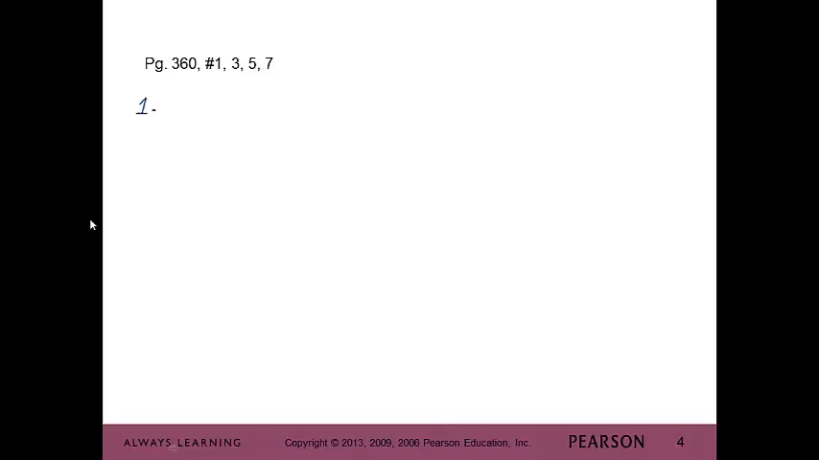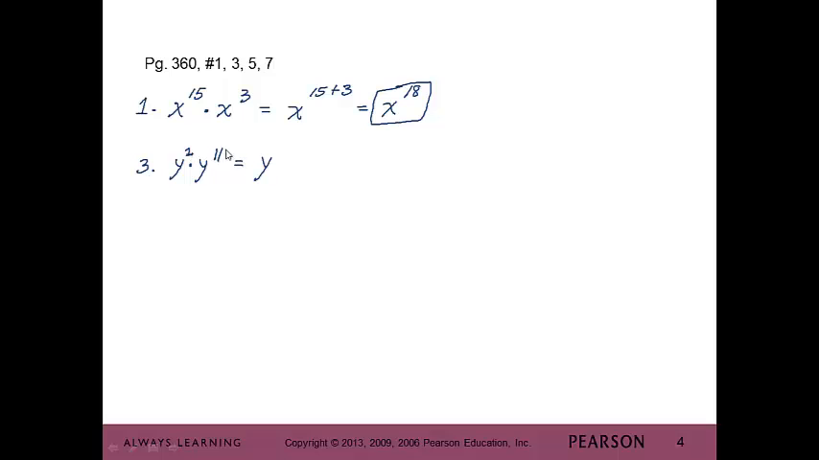And we have x to the 15th power times x to the 3rd power. So our base is x, so we're going to keep the x, and then we'll add our exponents. So we'll have 15 plus 3. So the final answer is x to the 18th power. Number 3, we have y times y to the 11th power. So now our base is y, so we keep the y, and we add our exponents. The exponent here is 1, so we have 1 plus 11. So our final answer is y to the 12th power.